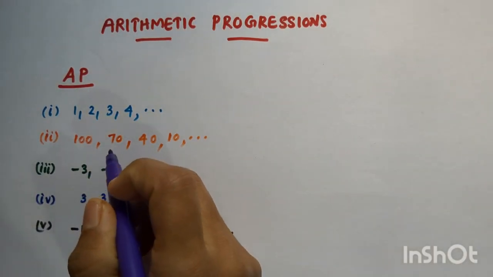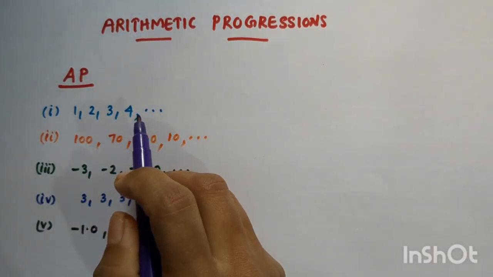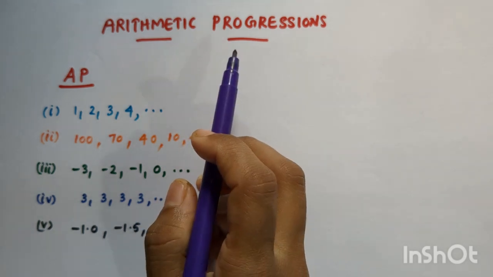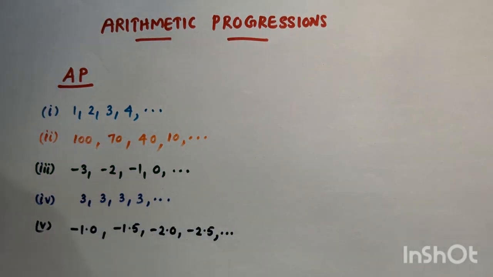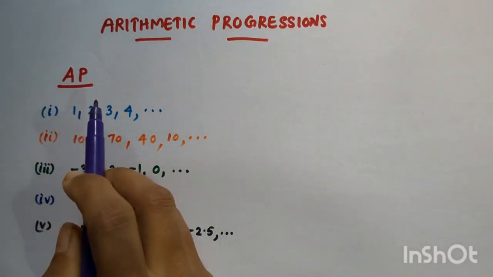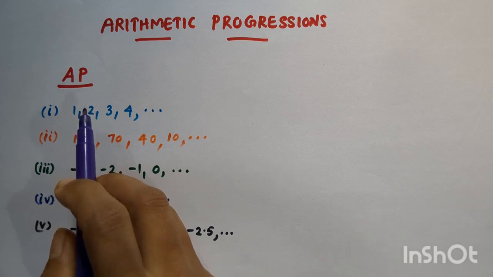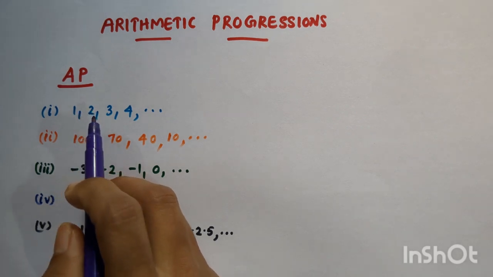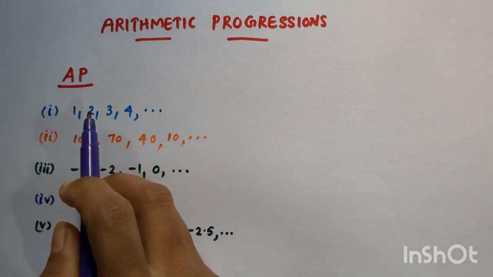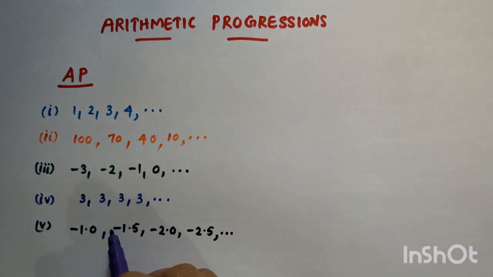Hello everyone. In this video, we are going to discuss chapter number 5, Arithmetic Progressions, of class 10 Maths, and we will be discussing arithmetic progressions in this video, and after that we will be discussing some questions based on this topic. Now you see, consider a list of numbers given here.